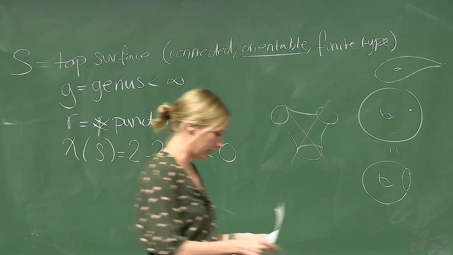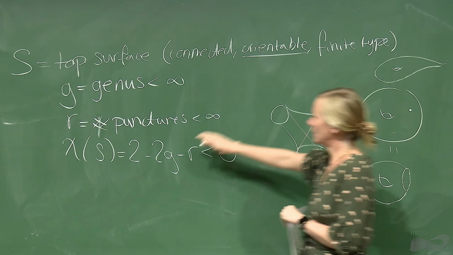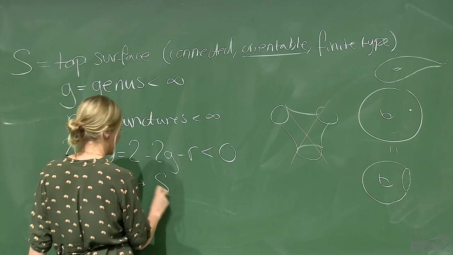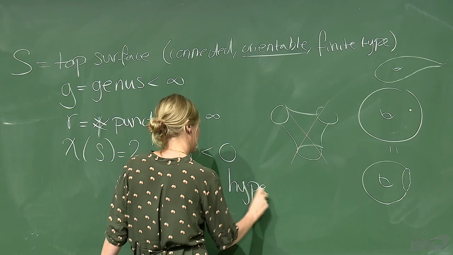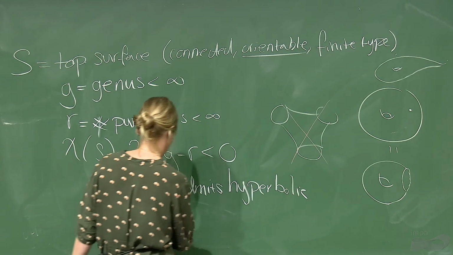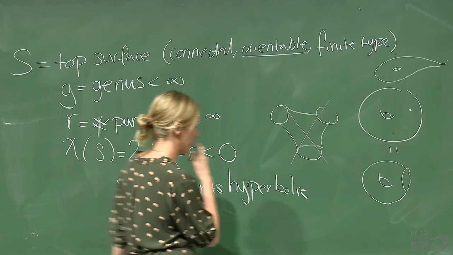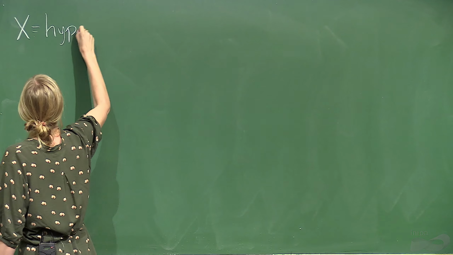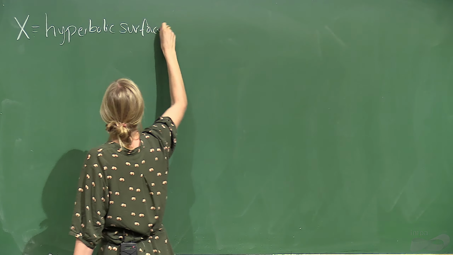But yes, just like you said, we're also going to want to put metrics on this, a natural metric. And having negative Euler characteristic is equivalent to saying S admits hyperbolic structures, hyperbolic metrics. That's why we have that condition of negative Euler characteristic. So S is a topological surface. X is going to denote the hyperbolic surface, at least today, homeomorphic to S.